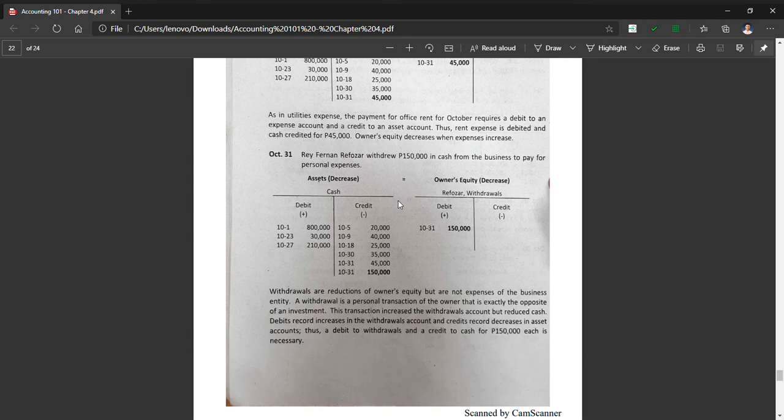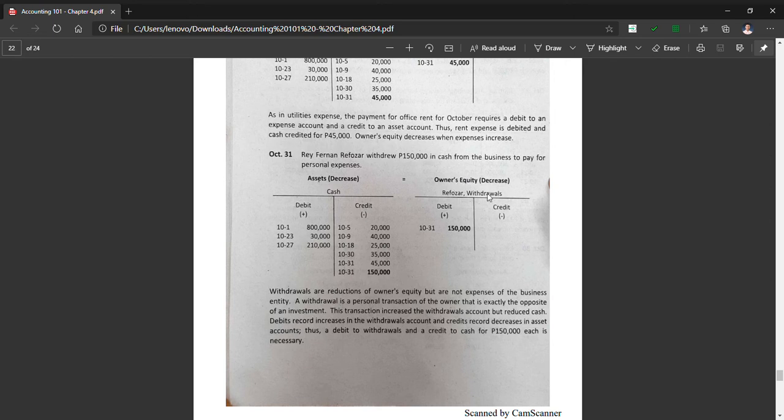On October 31, Ray Fernan Refusar withdrew 150,000 in cash from the business to pay for personal expenses. Okay, so si Ray Fernan nag-withdraw siya ng 150,000 from the business. So, from the business's point of view, nawalan tayo ng pera ng 150,000. So, we will be decreasing cash, 150,000. Tapos, dahil nga nag-withdraw si Ray Fernan ng 150,000, lumiit ang ownership niya in the business. So, this will be decreasing your owner's equity.